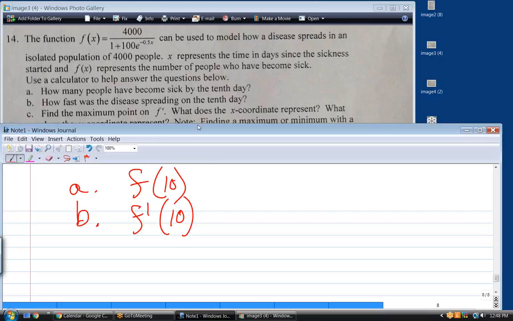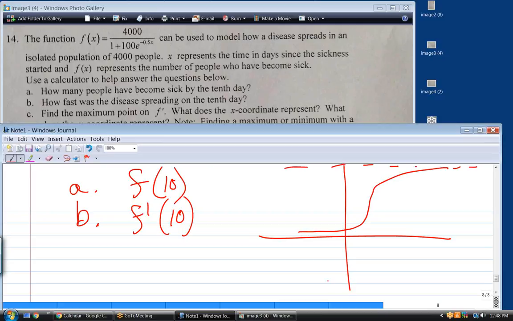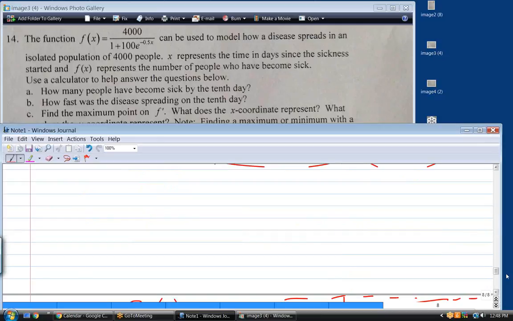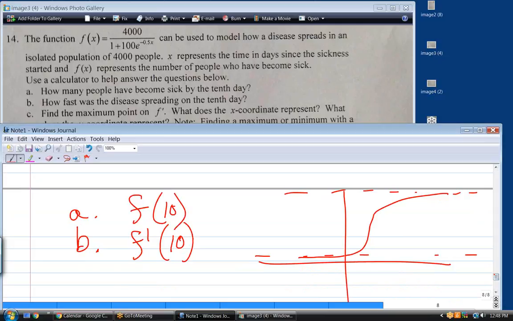So once you found that derivative, I'm going to take a shot here and draw f. If I were to draw f, this is a logistic function, and logistic functions typically look like that, with a horizontal asymptote on top and bottom. But that's the function. That's not f prime.